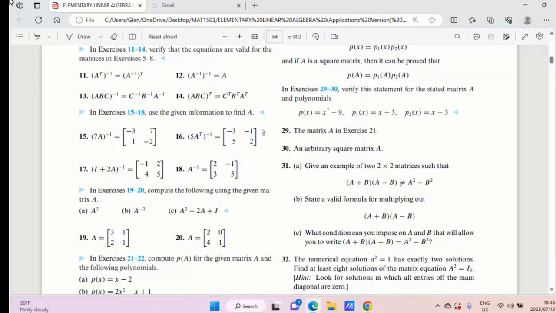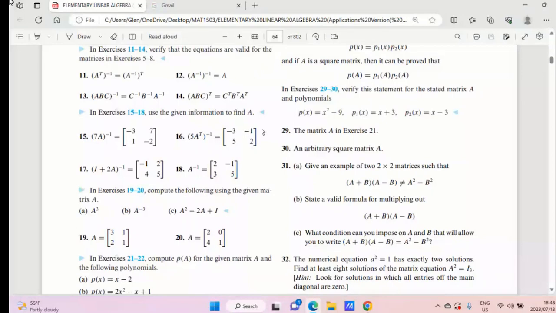Now, let's look at number 19. In number 19, they are saying, in exercises 19 to 20, compute the following using the given matrix A. Do you all see matrix A in 19? Yes, sir. Please use matrix A in 19 to find 19A and 19B. Let me be slow here. First of all, find A cubed, to avoid confusing others. When you are finished, do let me know. We verify before we go to B.